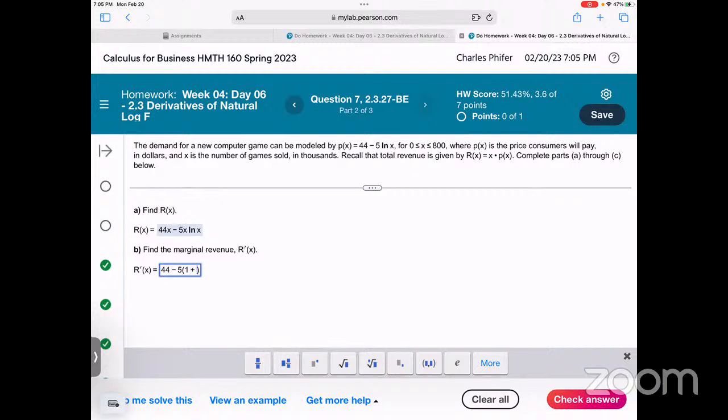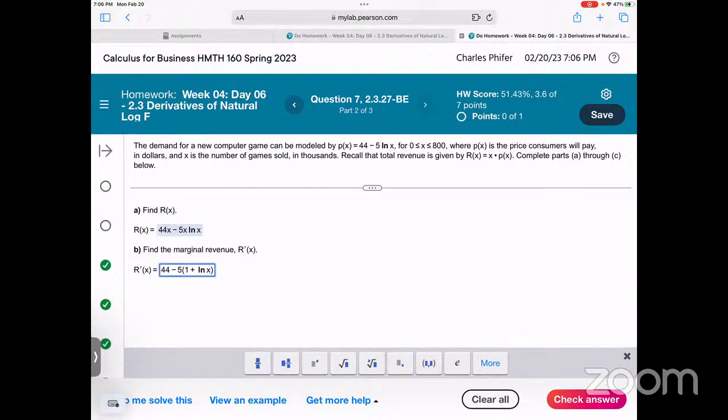Plus the second, which is log of X, times the derivative of the first. Let me see, first times the derivative of the second plus the second times the derivative of the first. Okay, this looks good.